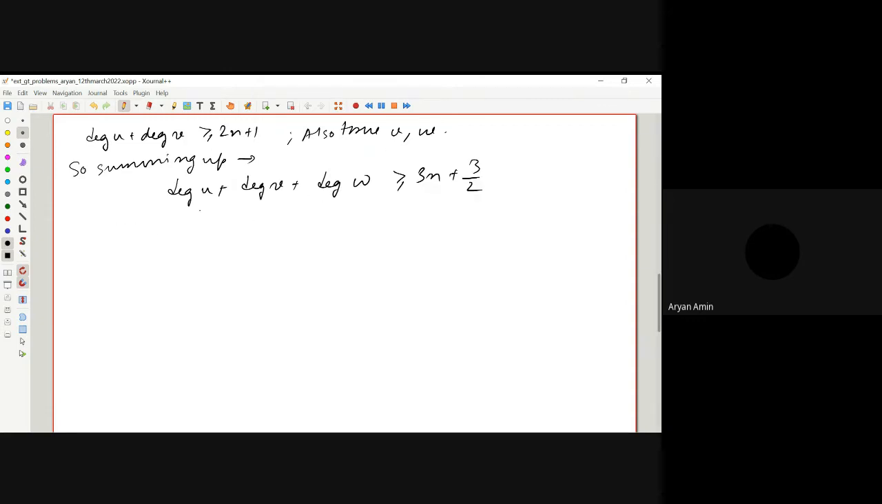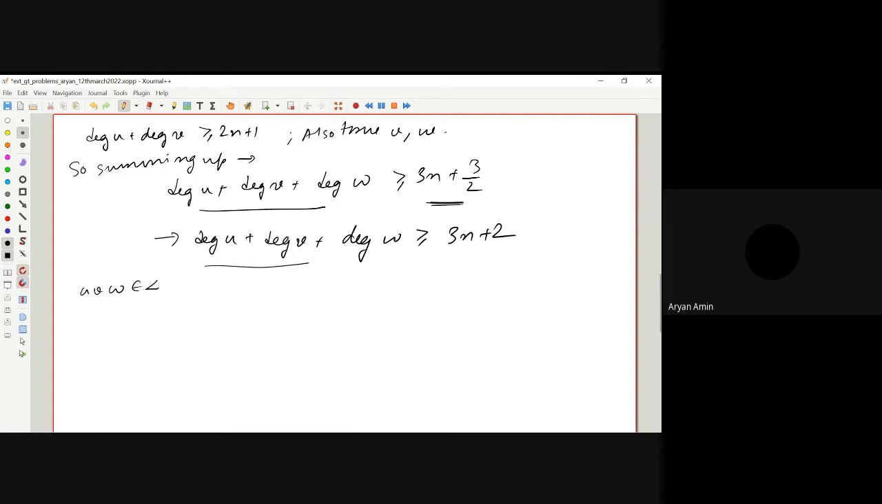Now, these are integers, right? So it doesn't make sense to write a fraction in here. So this is basically telling you degree u plus degree v plus degree w is at least 3n plus 2. So now, think about it. I'm telling you, if UVW is a triangle, then the sum of their degrees gives out a lot of edges basically.